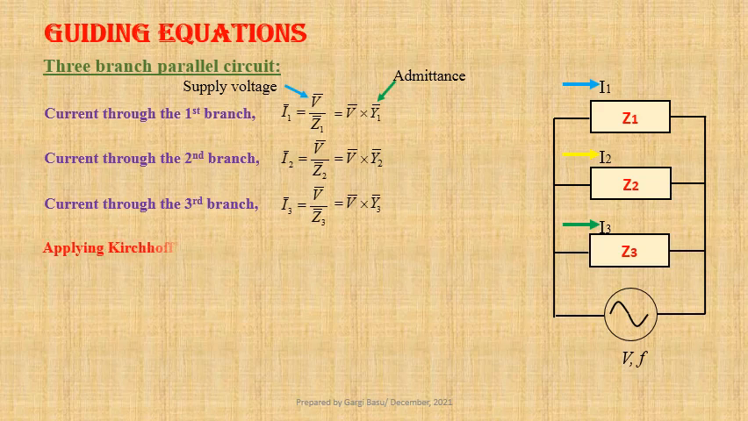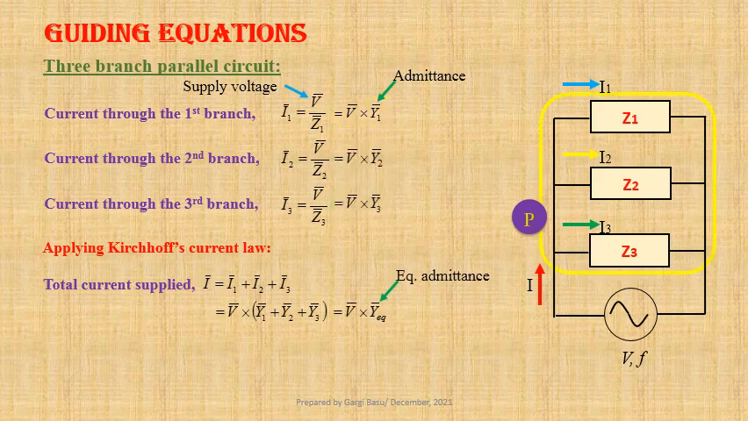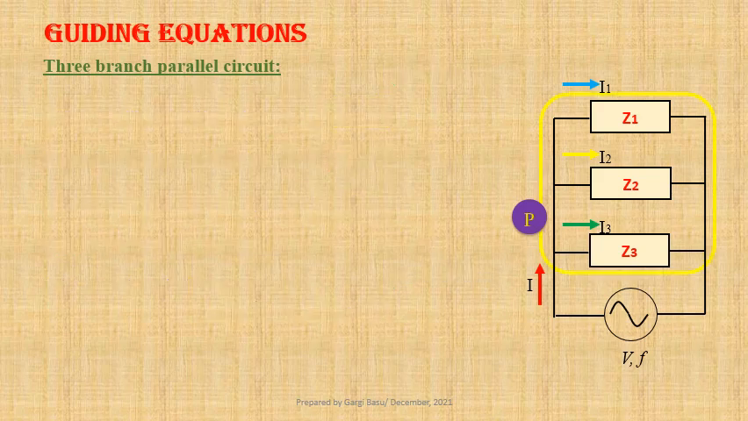Applying Kirchhoff's current law at node P, we obtain total current supplied by the source I equals I1 plus I2 plus I3. This may be expressed as V into Y1 plus Y2 plus Y3, that is equal to V into YEQ, where YEQ is the equivalent admittance of this entire circuit.